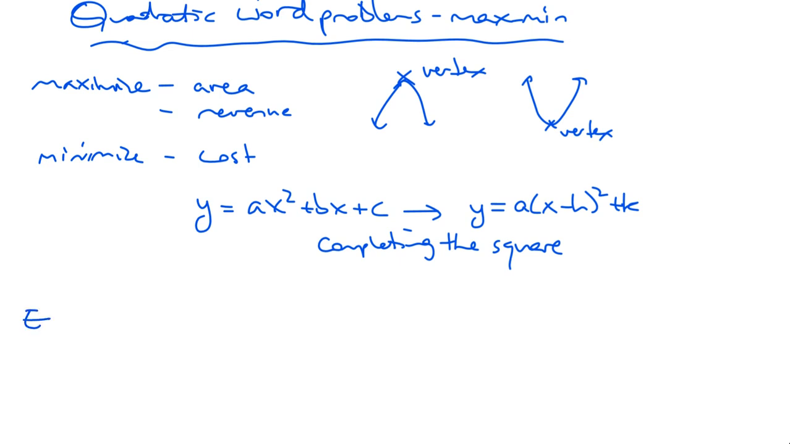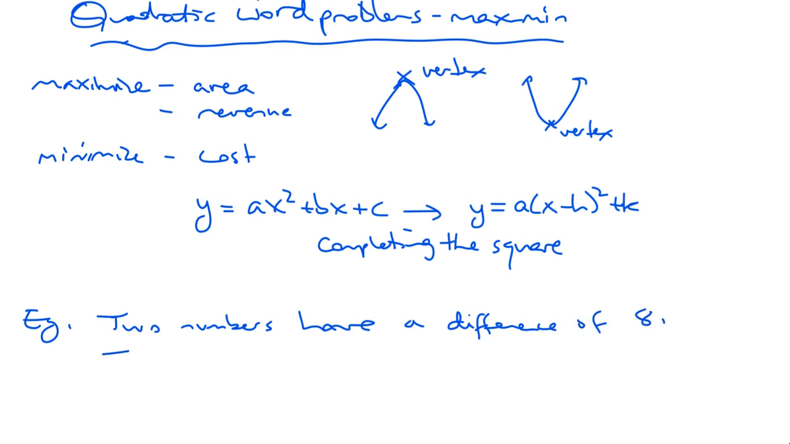So let's do a couple of examples. The first example is: two numbers have a difference of 8, and their product is a minimum. Find the numbers.